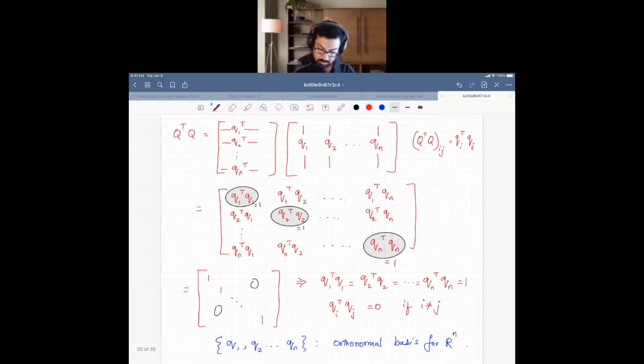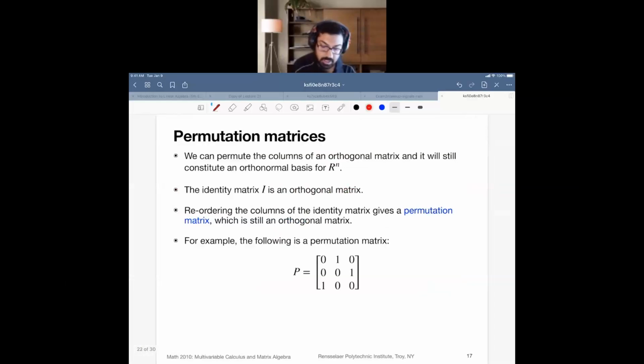All right, so let's go on here. Look at permutation matrices. So what are permutation matrices? These are orthogonal matrices in which you can switch around the columns. So we can permute the columns of an orthogonal matrix, and it will still remain as an orthonormal basis for R to the n. An example for a permutation matrix is an identity. Identity is an orthogonal matrix, so you can permute the columns. So reordering the columns of an identity matrix gives you a permutation matrix. And the claim over here is it still remains as an orthogonal matrix. It will form the orthonormal basis for R to the n.